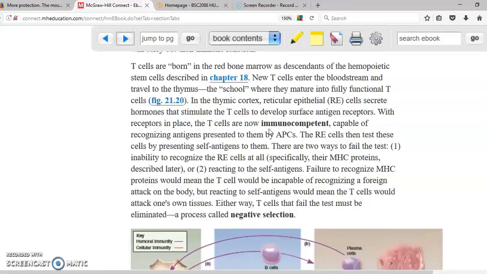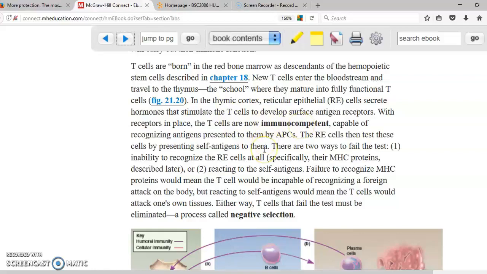Lymphocytes T, once they're in the thymus, they learn to identify antigens. However, not all of them are able or capable to do that. Why? Because of different types of problems that these lymphocytes T may have. So therefore, in order to be able to fight the infection, they have to become immunocompetent. Basically, that means the ability to recognize the antigens.